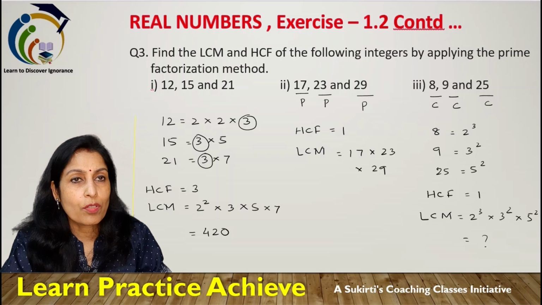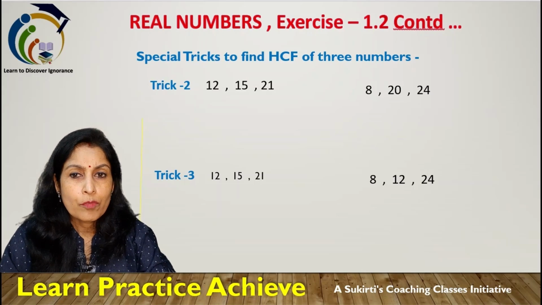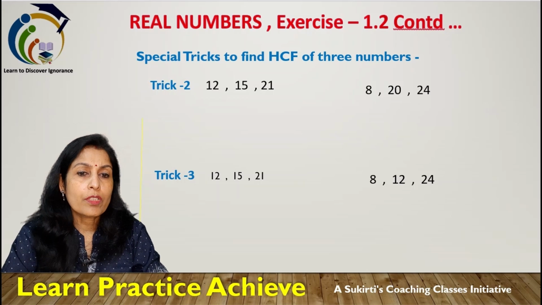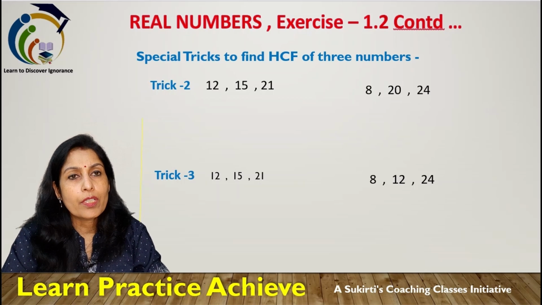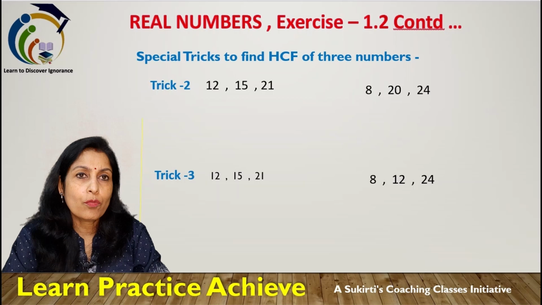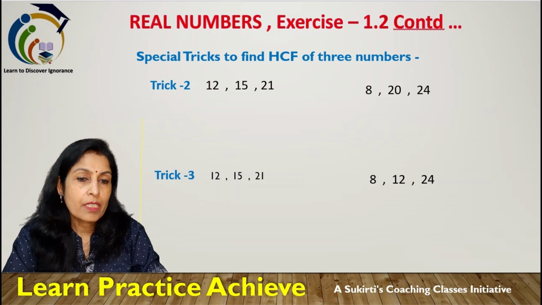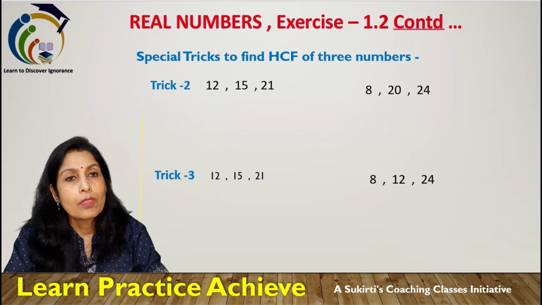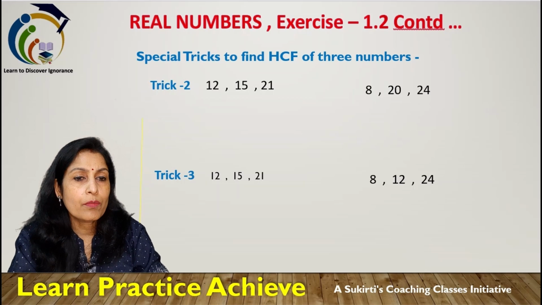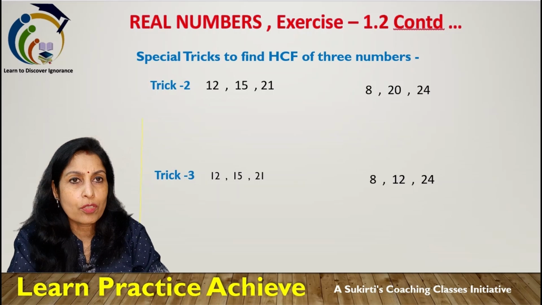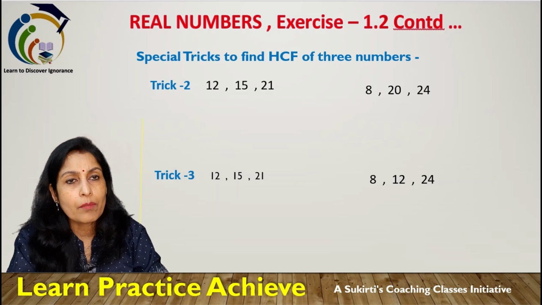and find out the answer. Okay, now I will tell you some special tricks to find out the HCF of three numbers. And here we will start with trick number 2 because trick number 1 I have already given you in exercise 1.1 to find out the HCF of two numbers. Okay, so here in trick number 2, it is the easiest way to find out the HCF of the given numbers at the time of MCQ, because in MCQ you have very less time and you have to choose the answer very quickly.